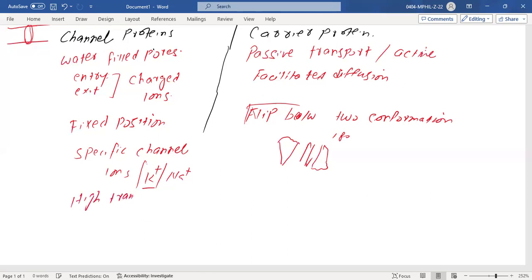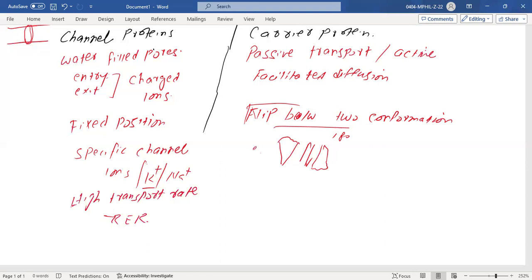High transport rate, right? So they are synthesized through rough endoplasmic reticulum. On the other side, solute molecules are bound to one side and released from the other side. In the case of carrier proteins, I have told you that they may flip or change their conformation. So the protein may change its conformation.